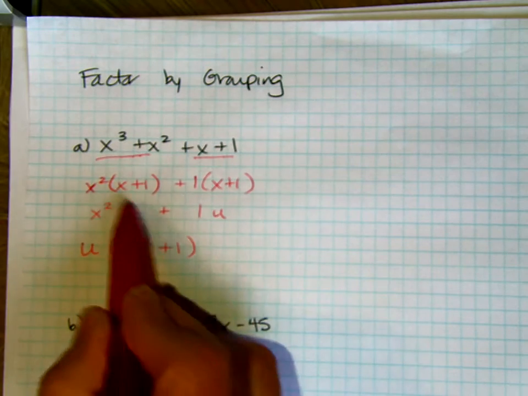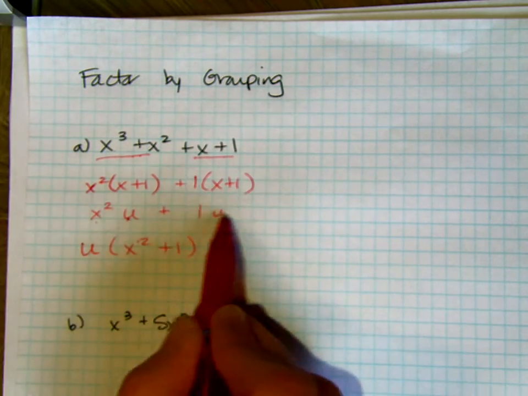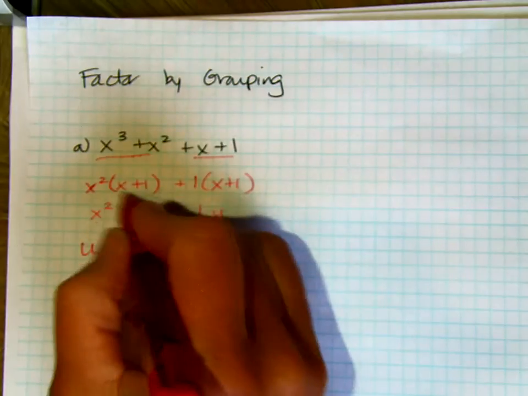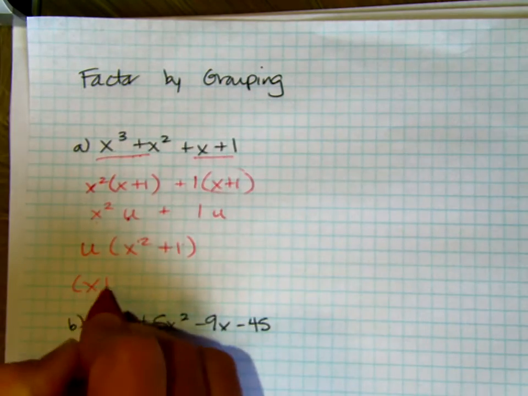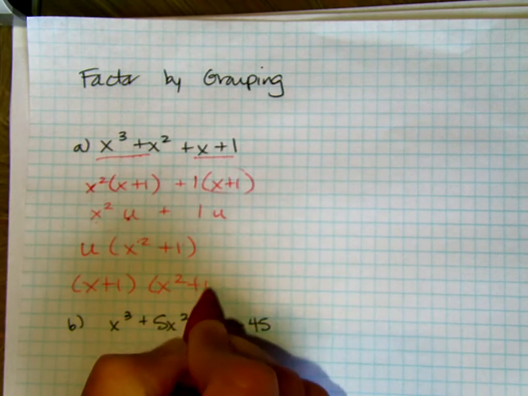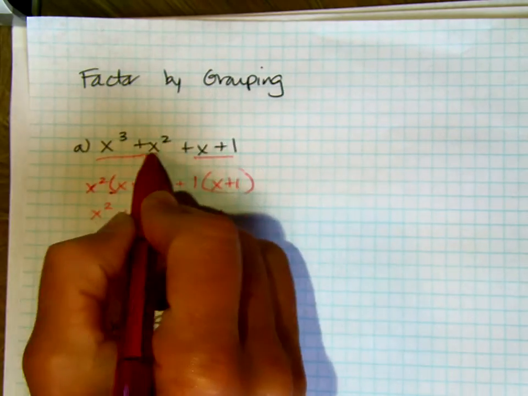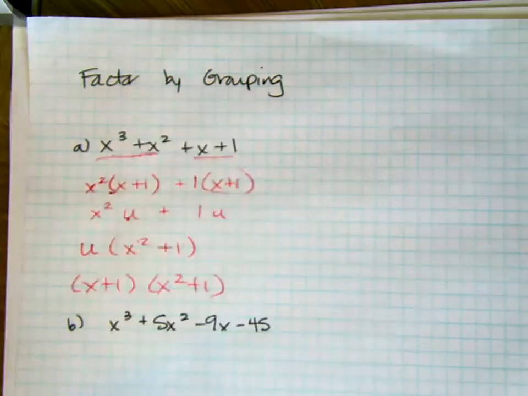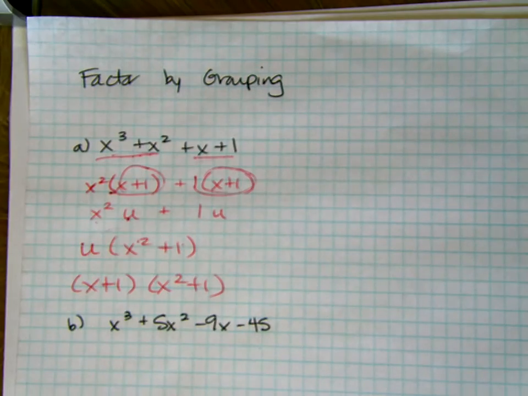So I'm undistributing the u, right? U times x squared would be x squared u. U times 1 would be 1u. But what was really my u? It was this x plus 1. So there's my factor. So essentially, once I pulled the common factor out of this group, and once I pulled the common factor out of this group, now there was another common factor that I could pull out.